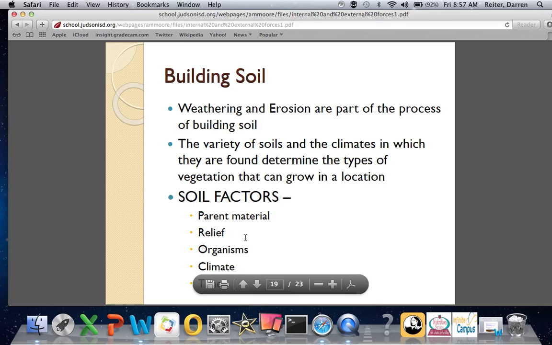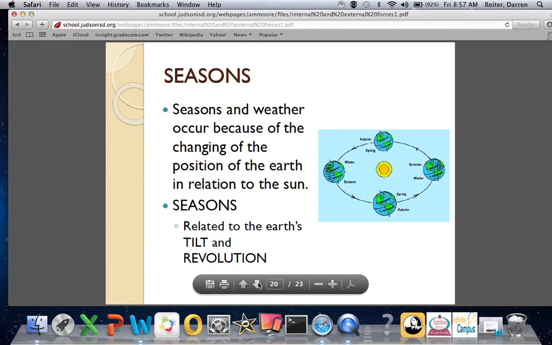You can see my mouse moving right here, the soil factors. These are the type of things that you'll get into in science class this year. Don't worry about them for social studies class. That's the beauty of social studies. We leave that to the experts like Mr. Rizzo and Miss Severson.